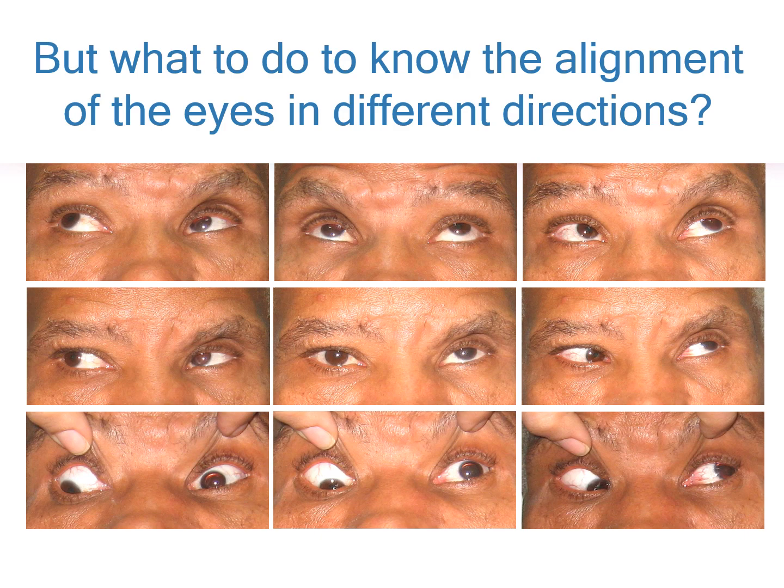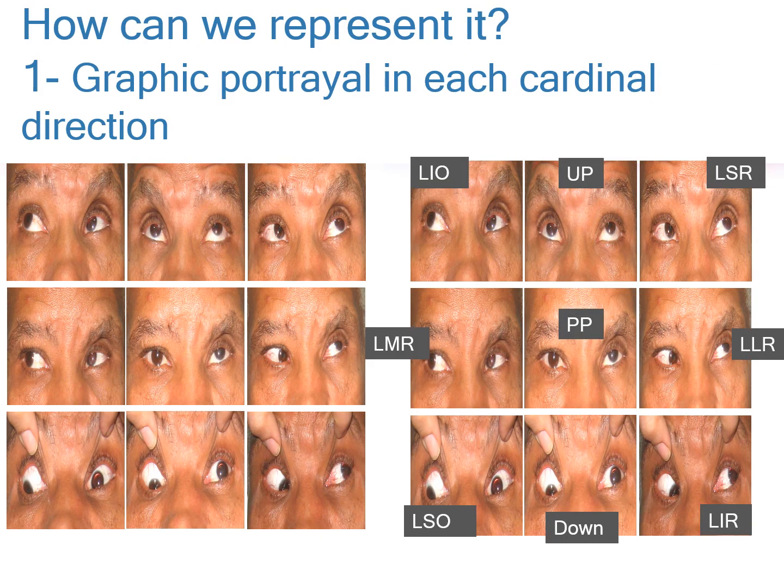But what would we do if we want to know the eye alignment in different positions of gaze? One easy way is to photograph the patient in all 9 diagnostic positions of gaze and to put a graphic portrait of the alignment in these positions. We can also write down the muscle responsible for the movement of the left eye in each of these positions.